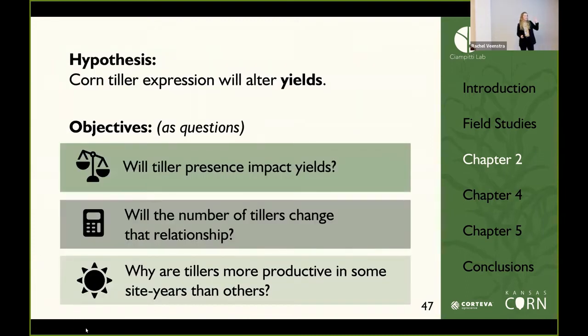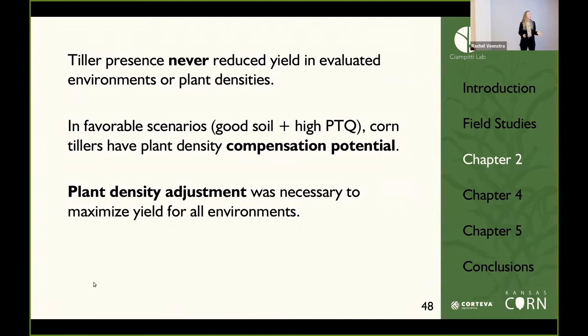So again, we had our hypothesis that tiller expression would alter yields. We looked into that hypothesis with these three main questions. And the takeaways that we have are that tiller presence never reduced yield in any of the environments or scenarios that we evaluated in this study. In sites with good soil quality and high photothermal quotient, corn tillers had the ability to compensate for lost plant density. And an adjustment was always needed in our plant density to maximize yield. Tillers could help, but they're not a replacement for good plant density management.